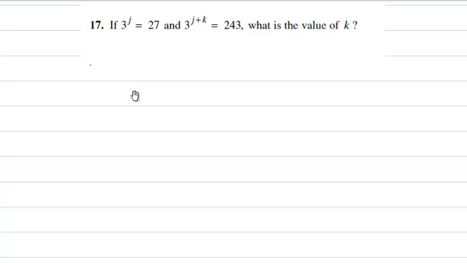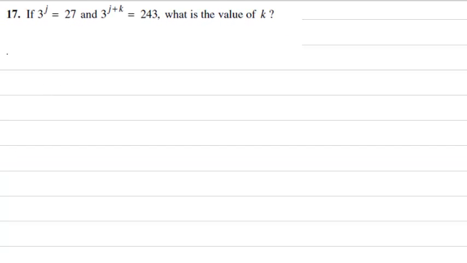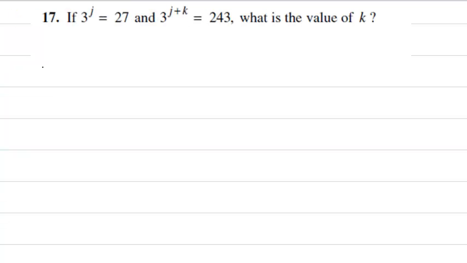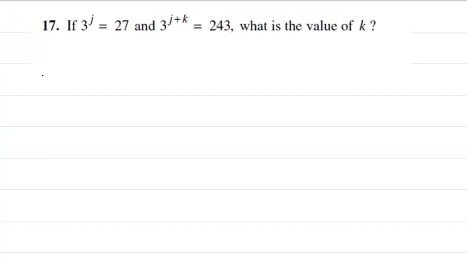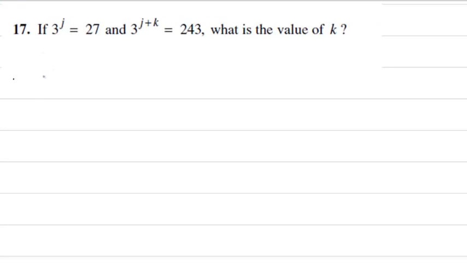Here's a problem from College Board's 2002 practice test. 3 to the j equals 27, and 3 to the j plus k equals 243. What's the value of k? 3 to the j equals 27. If we're thinking about 3 times 3, which would be 9, times another 3 would be 27. So we know that 3 to the 3rd is 27. And what that means is that j equals 3.